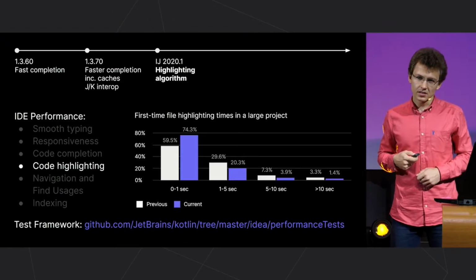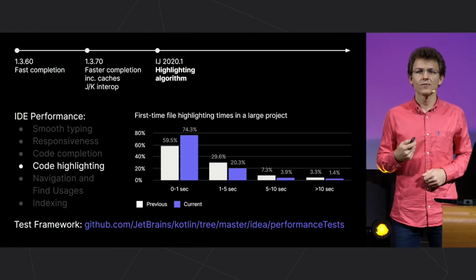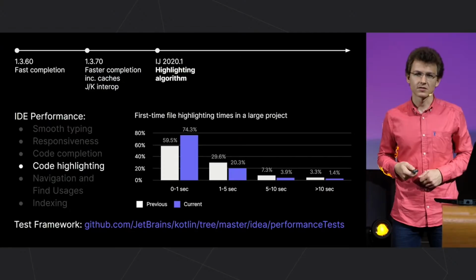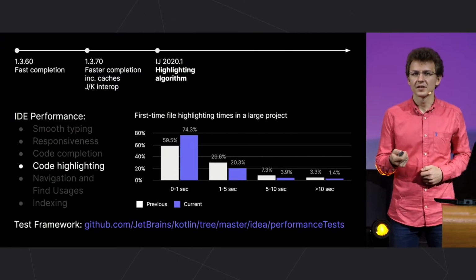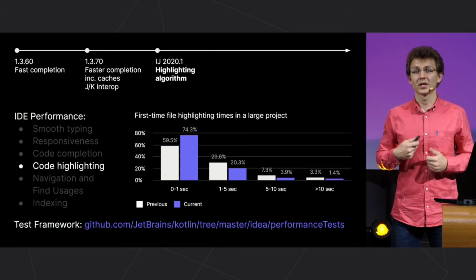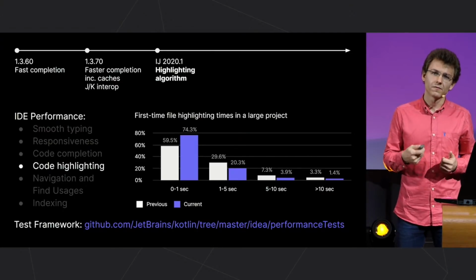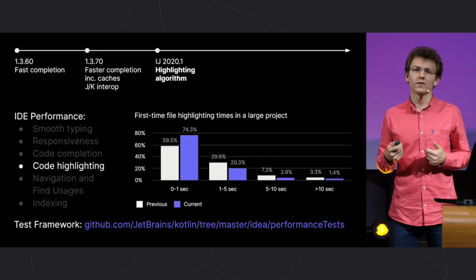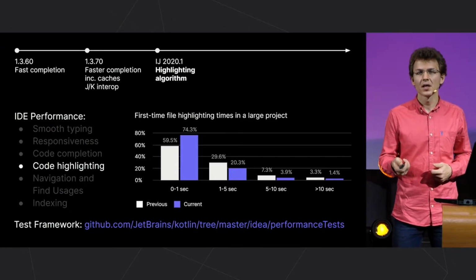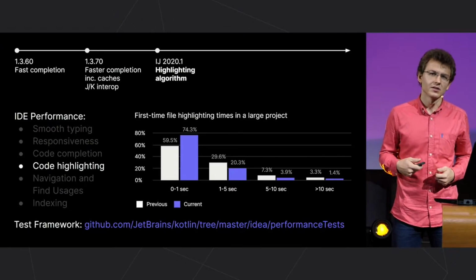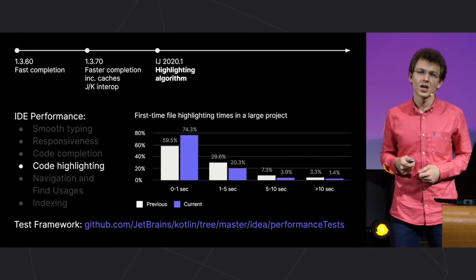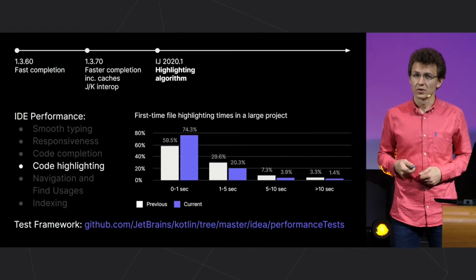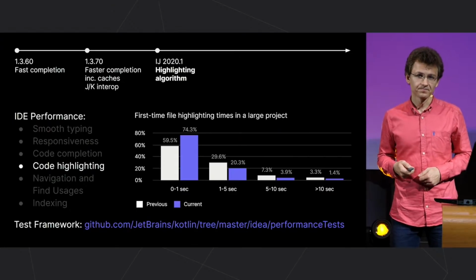Also, this benchmark test framework is available in the Kotlin plugin repository. You can use it, say, if you still feel that code highlighting doesn't work quickly enough. This framework will show you what files have the longest highlighting time, and you can collect additional diagnostic information from them and send it to us. It will help us a lot with the further optimization.